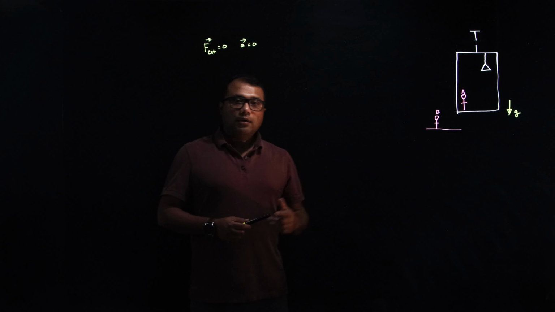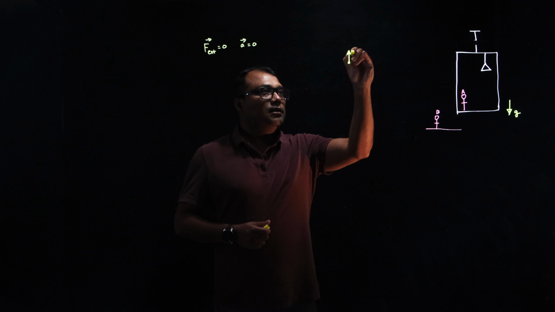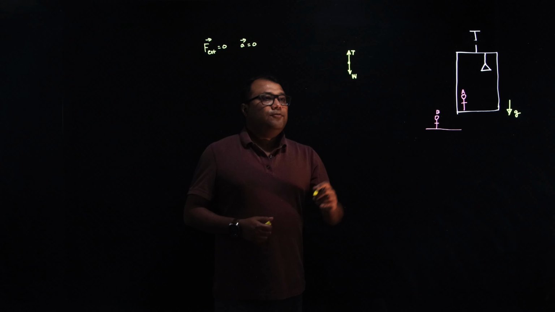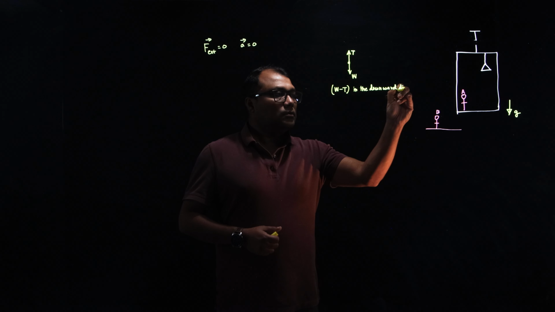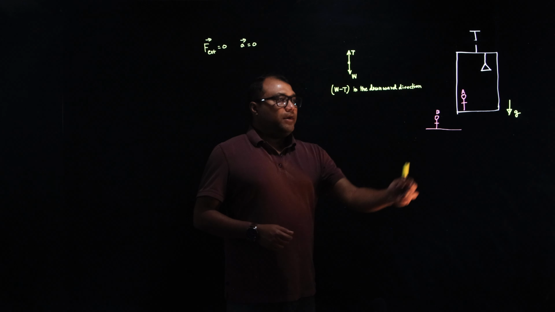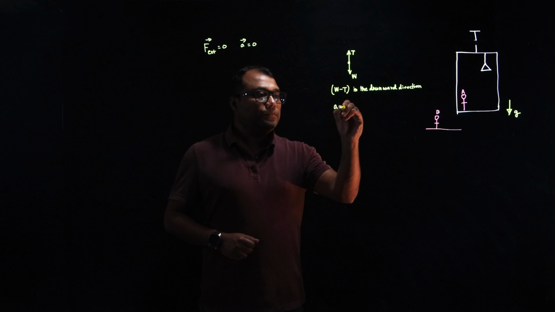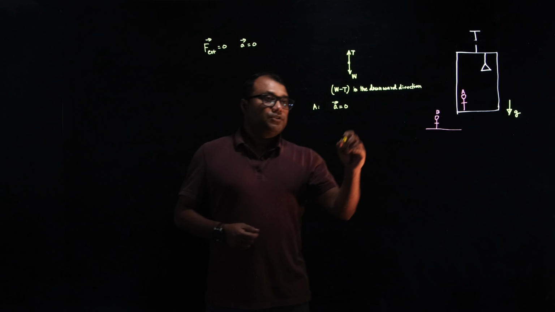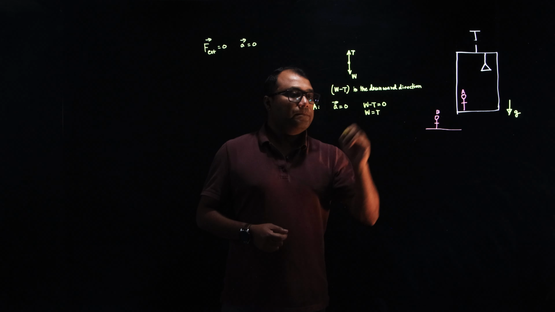Now, if I do a free body diagram of the lamp, there is tension in the string and then there is weight of the lamp. So the net force is W minus T in the downward direction. Both A and B would agree on this. Now, if A measures the acceleration of the lamp, then he would say that acceleration is zero. So if he applies Newton's first law, then he will say W minus T is zero, hence W is equal to T.